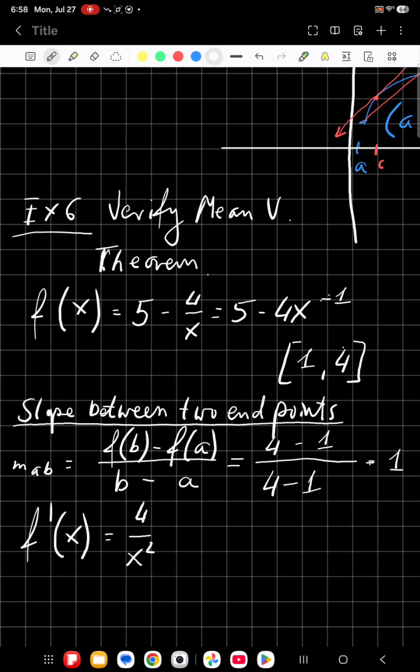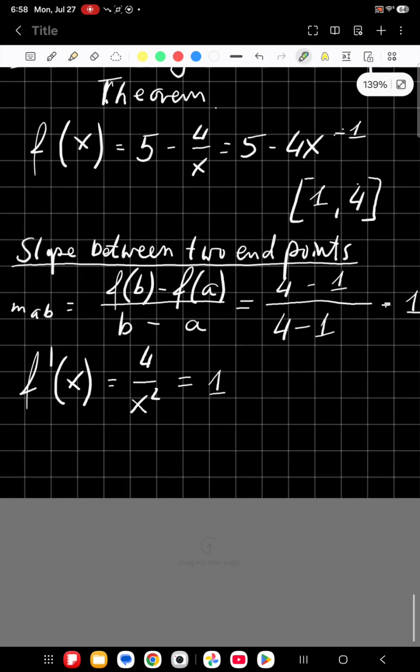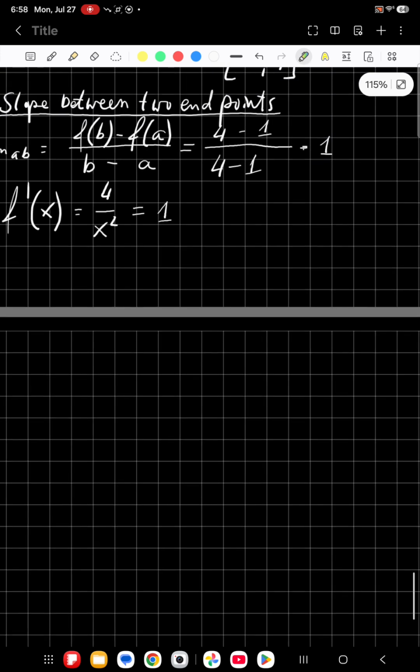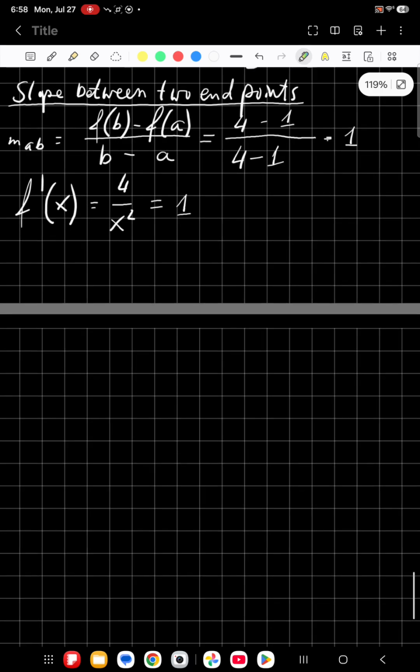Okay, so I'm looking for an x that would give me that slope of 1, and I need to confirm that such an x exists. So I'm solving this equation. Let me write it, maybe on the next page. Okay, so we have 4 over x squared equals 1.